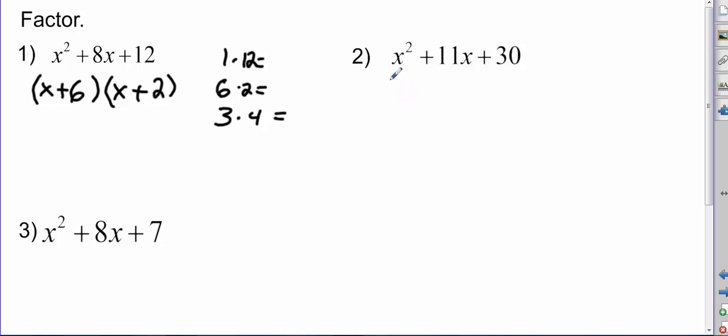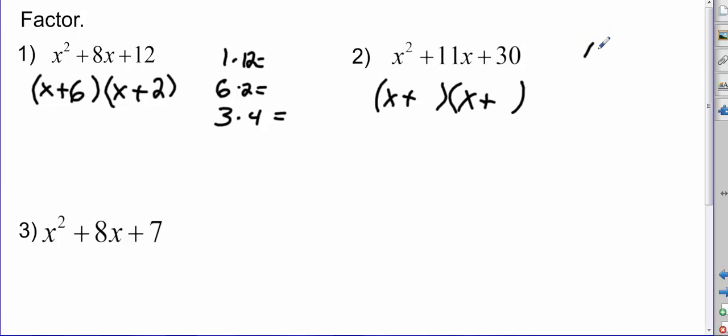Alright, for number 2, let's go ahead and set up our product of binomials again. We want to use two positive numbers in this particular case again, because we have a positive and we have a positive. That tells us that both of these are going to be positive numbers. So let's set up our two binomials, and then let's figure out what numbers we can multiply together to get to 30.